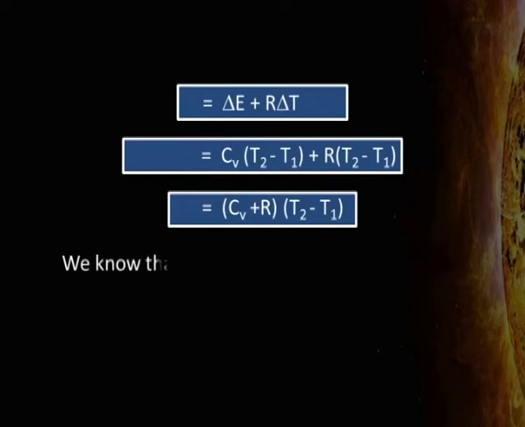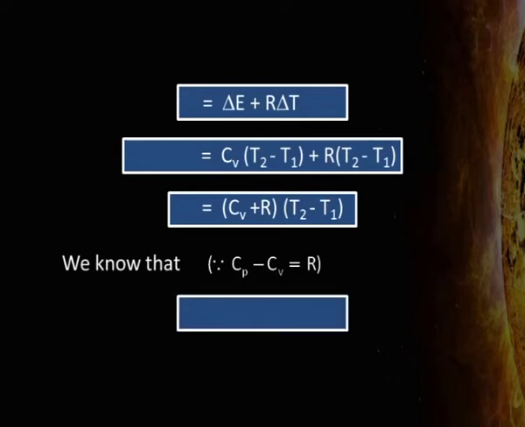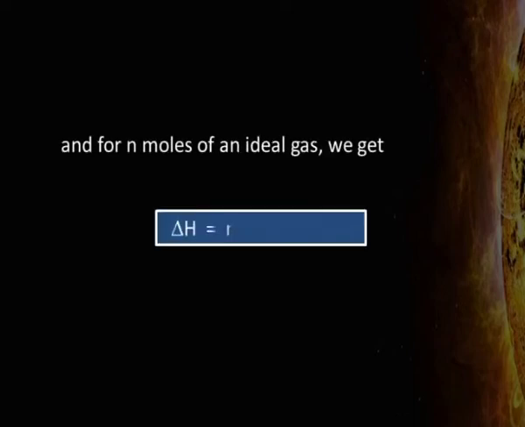We know that Cp minus Cv is equal to R. Hence, putting the value of Cv plus R equal to Cp, we will get delta H equal to Cp multiplied by T2 minus T1. And for n moles of the ideal gas, we will get delta H equal to n Cp into T2 minus T1. We can correlate delta H and delta E with the help of an example.